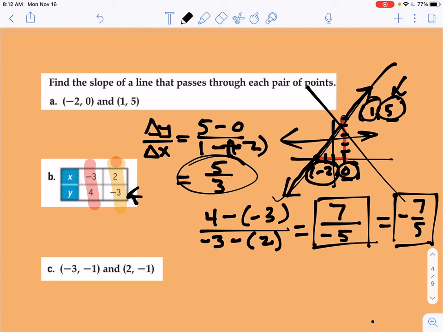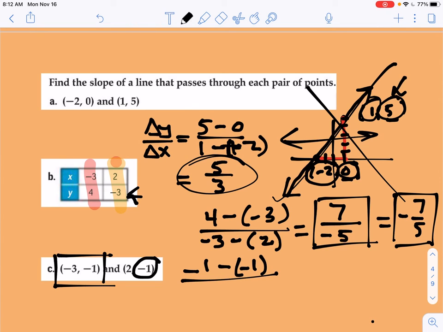This last one we are going to do completely with no picture. Let's show this works, and let's start with this one. I'm going to write my y coordinate on top, so negative 1 minus, and then here's my next y coordinate, negative 1.